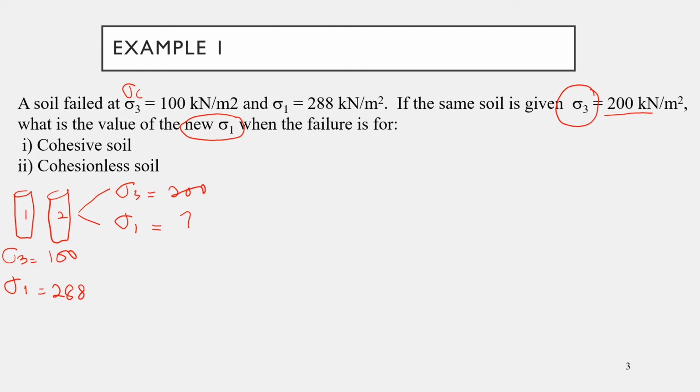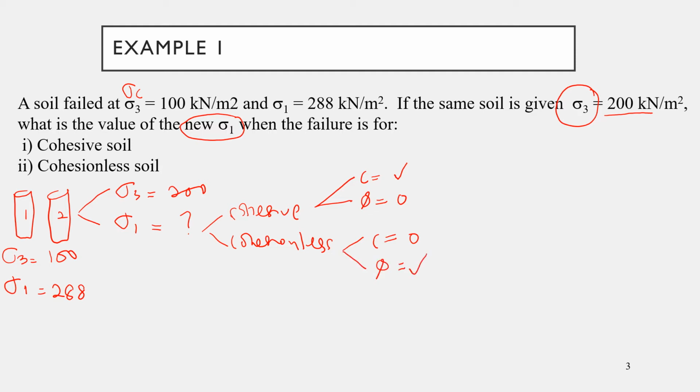So the question asks you to find the major principal stress, sigma 1, for two conditions of soil: number 1, if the soil is cohesive, and number 2, if the soil is cohesionless. You should know that theoretically, if the soil is cohesive, it has the C value, while the friction angle is assumed to be 0. On the other hand, if the soil is cohesionless soil, it has no C value, but now the shear strength relies on the friction angle.